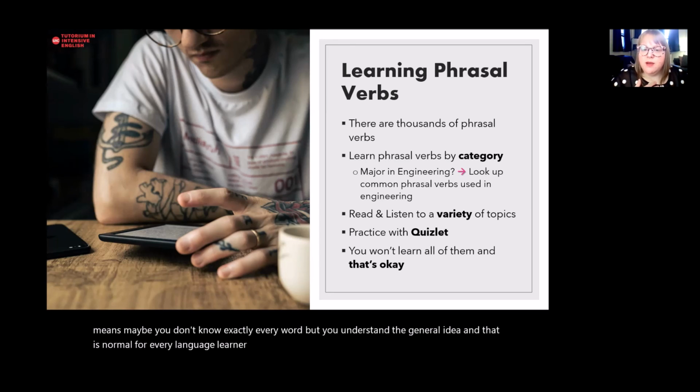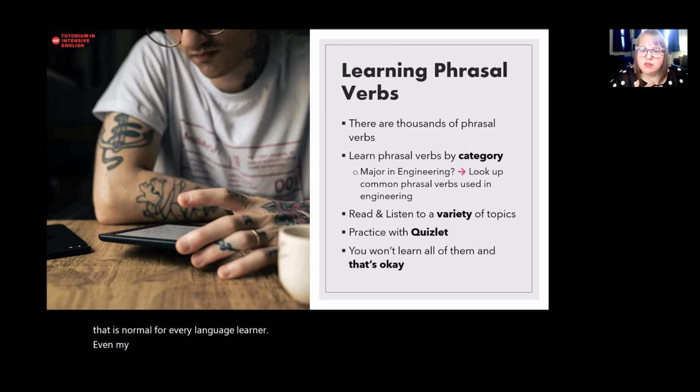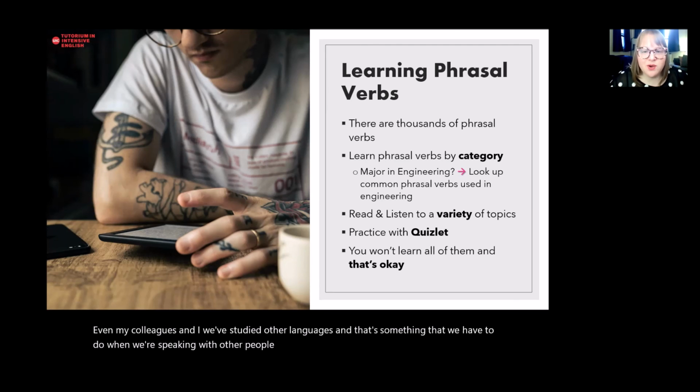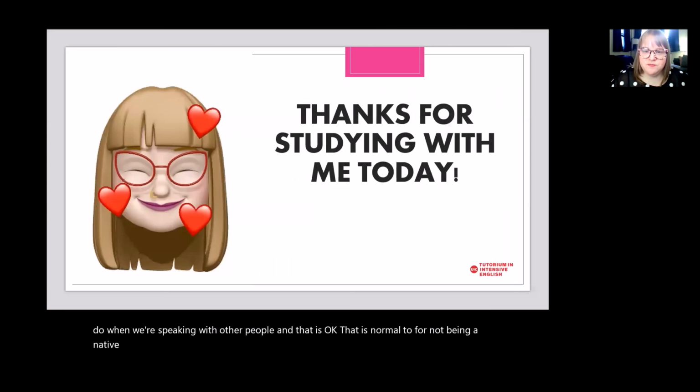Even my colleagues and I, we've studied other languages, and that's something that we have to do when we're speaking with other people, and that is okay. That is normal for not being a native speaker of a language.